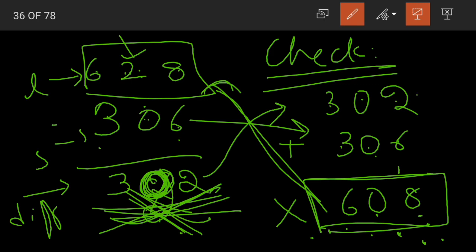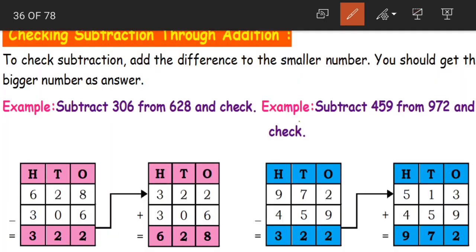Understood, children? So this addition helps us to check whether we did the subtraction correctly or not. Yes, what are the steps? First subtract and then to the difference add the smaller number to get our larger number. Clear? Let us take another example. Subtract 459 from 972.